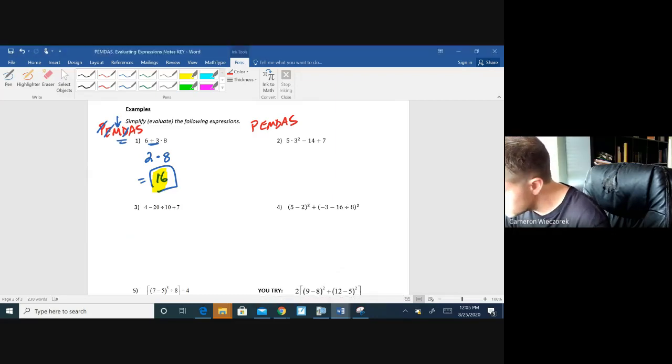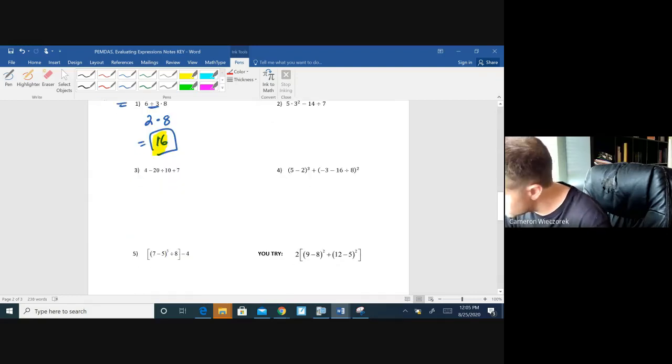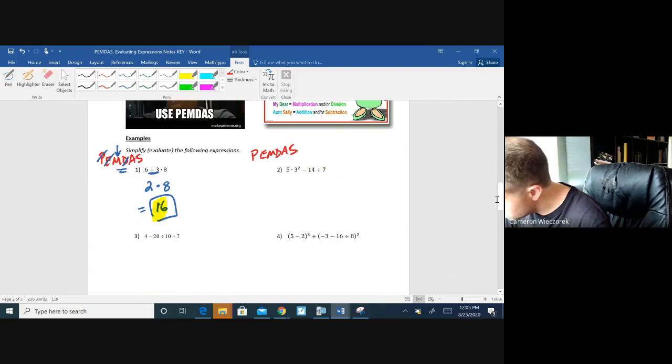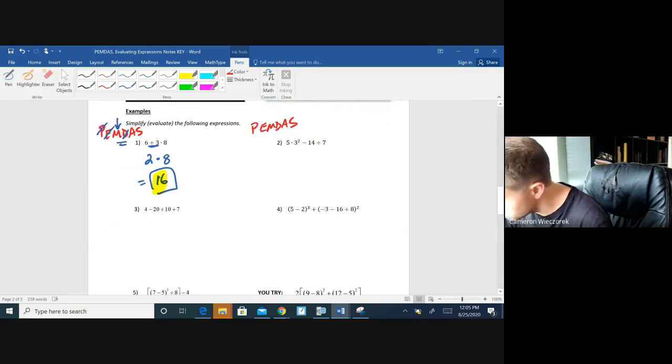Okay, so in the second one, I don't see parentheses, so I can cross that out, but I do see an exponent this time. I see a 3 squared. So cross off my parentheses. Cross off the P. For the exponent, I'm going to evaluate that first. So I'm going to do this piece right here.